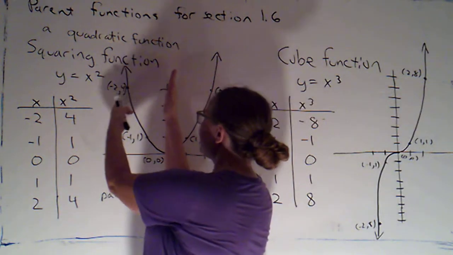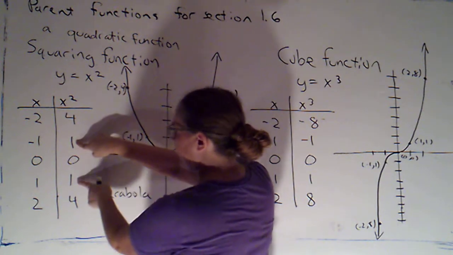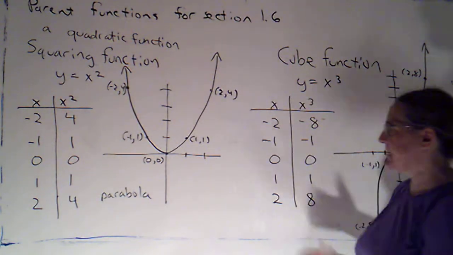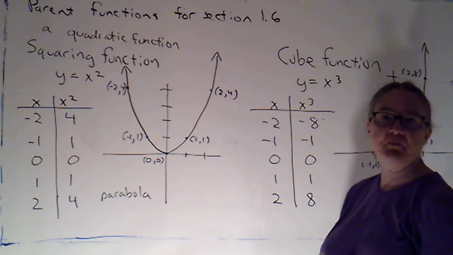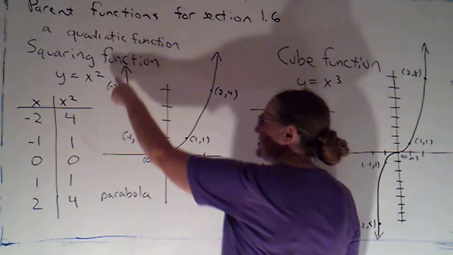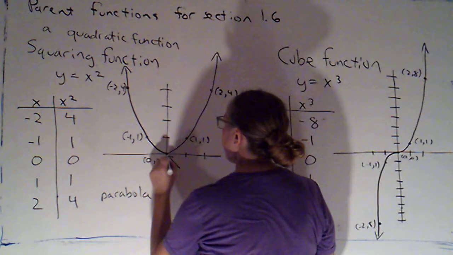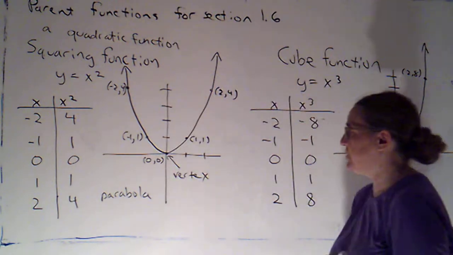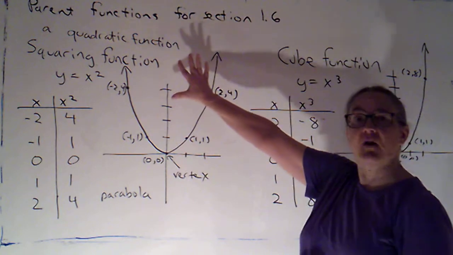The left side is just a mirror image of the right side, and that's because when I plugged in -1 and +1, they both square to give me 1. Same thing for -2 and +2, they both square to give me 4. So my parabola is sort of this U-shaped function. This point here, we call that the vertex. And if it's just the basic squaring function, y equals x squared, the vertex is at the origin and it opens up.